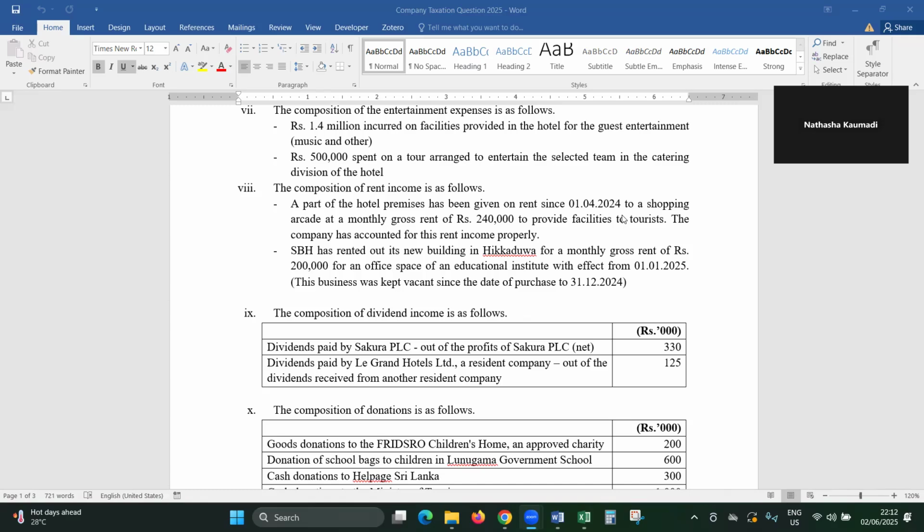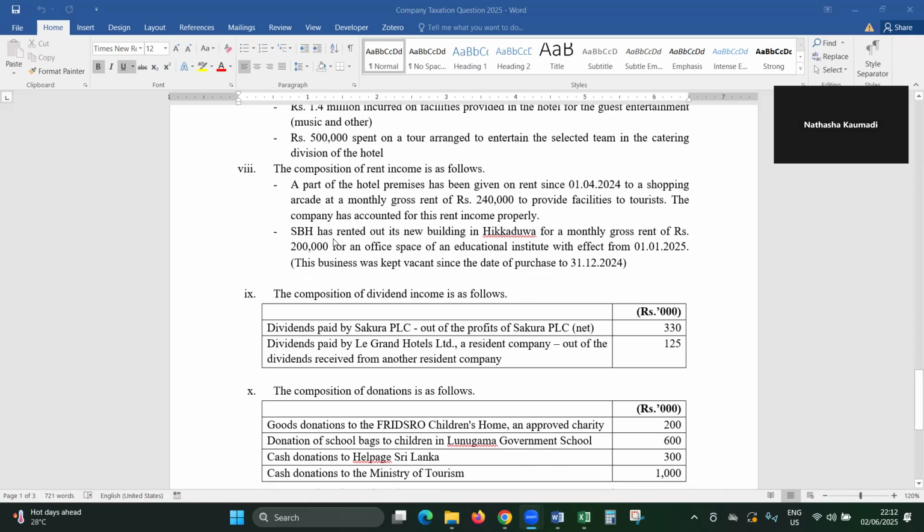A part of this building has been given on rent since the beginning of this year of assessment to a shopping arcade. Now think whether giving on rent part of this building to a shopping arcade to provide facilities to tourists is effectively connected to the business or not. Think about it. And then the company has accounted for this rent income properly. And again it says SBH, the company, has rented out its new building in Hikkadua, newly purchased building, for a monthly gross rent of 200,000 for an office space of an educational institute with effect from 1st January 2025.